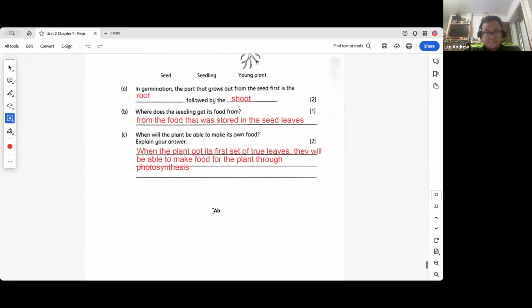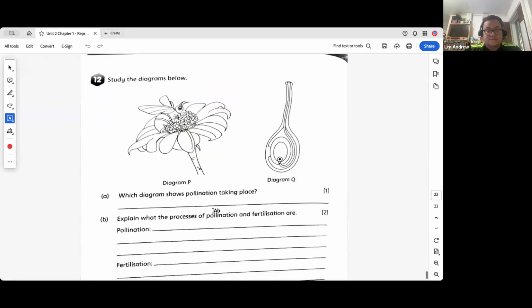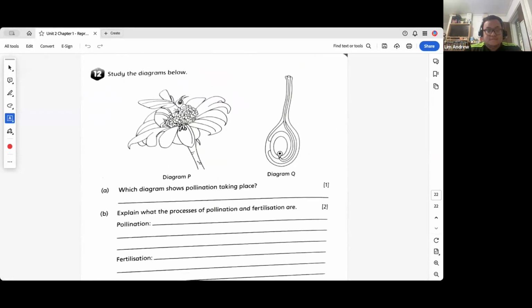All right. Next up, diagram P and diagram Q, which one shows pollination taking place? As we all know, pollination is when the pollen grains get carried from the anther of the male flower to the stigma of the female flower. So in this case, we have B here. Therefore, we can say that diagram P is the one that shows pollination taking place.